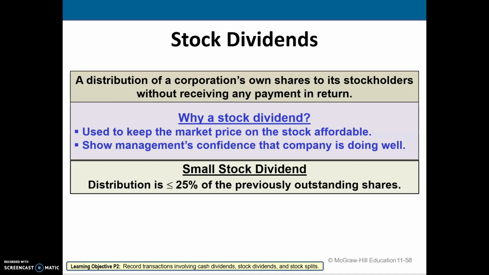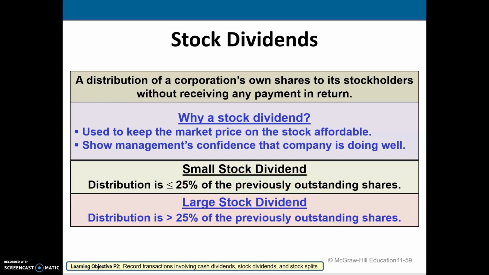And so stock dividends can be classified either as a small stock dividend or a large stock dividend. The board is going to declare a certain percentage of the outstanding shares that will be distributed in the stock dividend. If it's 25% or smaller, less than 25%, then it's going to be a small stock dividend. If it's over 25%, then it's a large stock dividend, and it'll be accounted for a little bit differently depending on whether it's 25% or less, a small stock dividend, or greater than 25%, a large stock dividend.